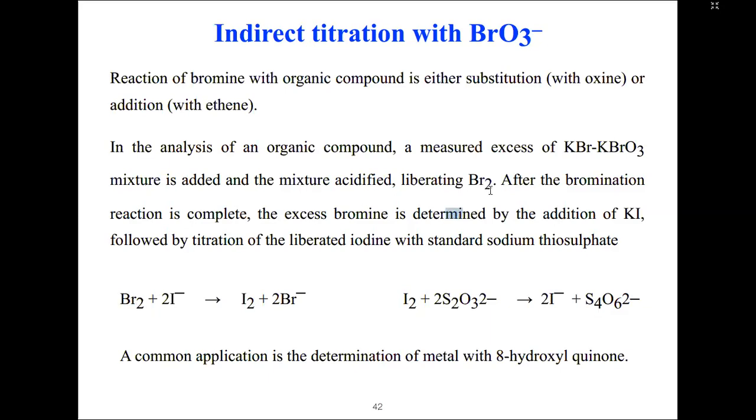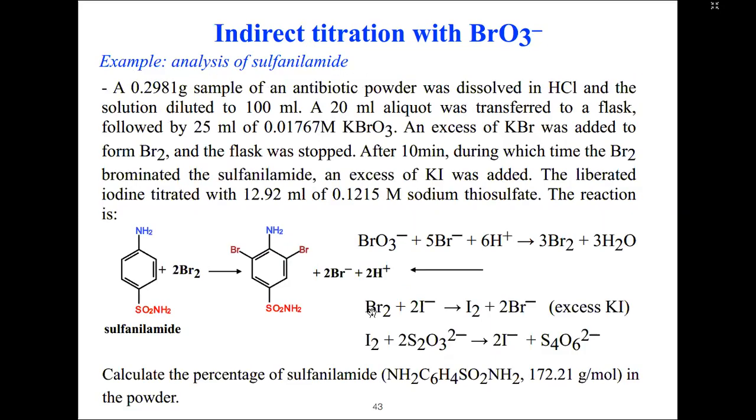You know the Br2 you produced and you know the Br2 you left over. The difference will give you the Br2 that is used up in the bromination, and that will help you to determine the quantitative value for the other reagent. Okay. So here is an example. This is the example you can work out.